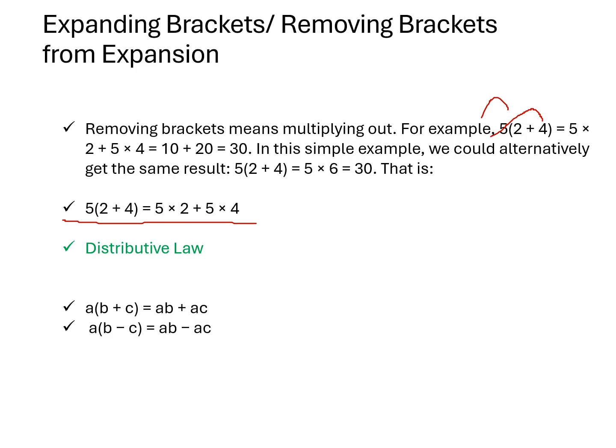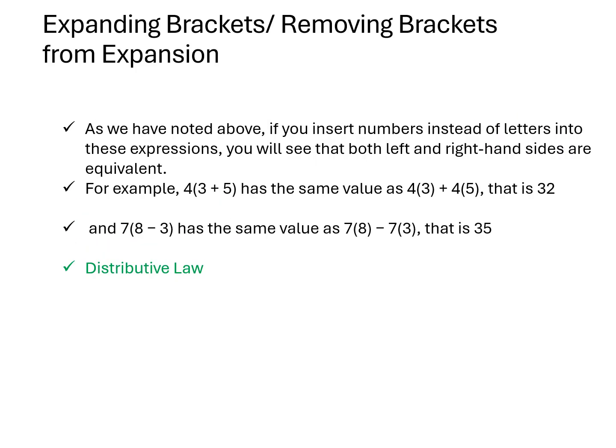Look at this using letters. A is multiplying what's in the bracket, B plus C. So A times B plus A times C. If there's a subtraction, A times B minus A times C. As we have noted above, if you insert numbers instead of letters into this expression, you will see that both left and right hand sides are equivalent, equal.